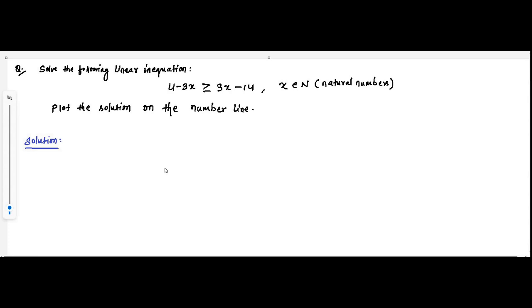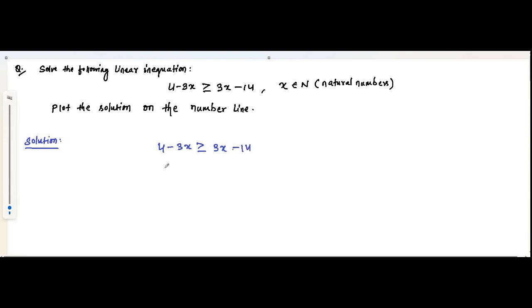So here is another question on linear inequation in one variable. It is given, solve the following linear inequation, 4 minus 3x is greater than or equal to 3x minus 14, with x belonging to the natural numbers, the replacement set, and we have to plot the solution on the number line. So first let us solve the inequation. 4 minus 3x is greater than or equal to 3x minus 14.